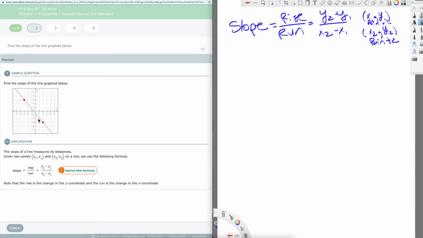And it wouldn't matter if I said this is point 1 and this is point 2. It really doesn't matter which one I label point 1 and 2, as long as I stick with that once I choose my labeling.